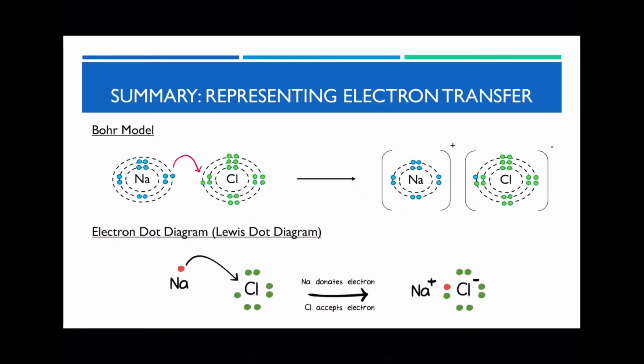Again, just to summarize, we can represent the electron transfer process either through the Bohr model, which is a lot more time consuming because you need to draw all the extra electrons and electron shells, or we could also do this using the electron dot diagram, also known as the Lewis dot diagram, which is a lot more simplified. In the exam, generally both versions are acceptable. You can use either one, but it's good to have an understanding of how we do it using both.